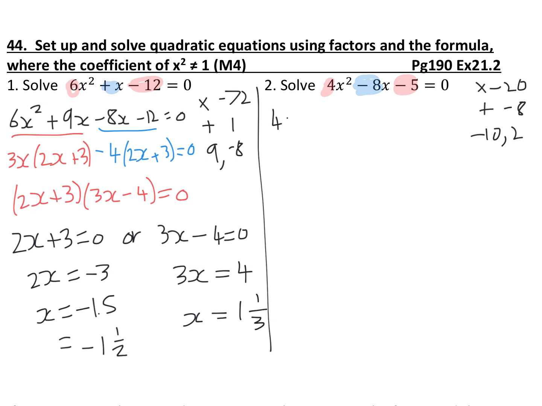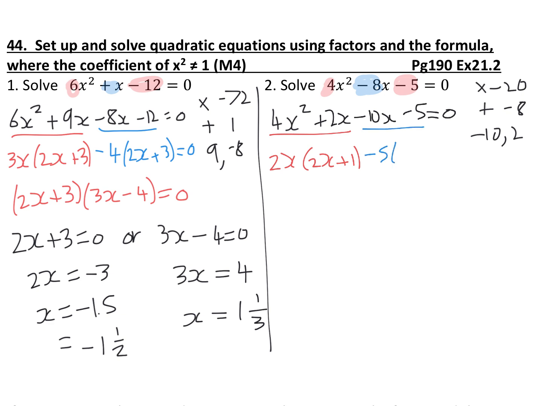So we rewrite the quadratic, but we split the middle term. Minus 8x is the same as 2x take away 10x. Doesn't matter if you wrote minus 10x plus 2x. You get the same answer eventually. Factorize the first two terms. 2x is common. That would be 2x plus 1. Then we factorize the second pair of terms. Minus 5 is common. That gives 2x, sorry, plus 1. And that equals 0.